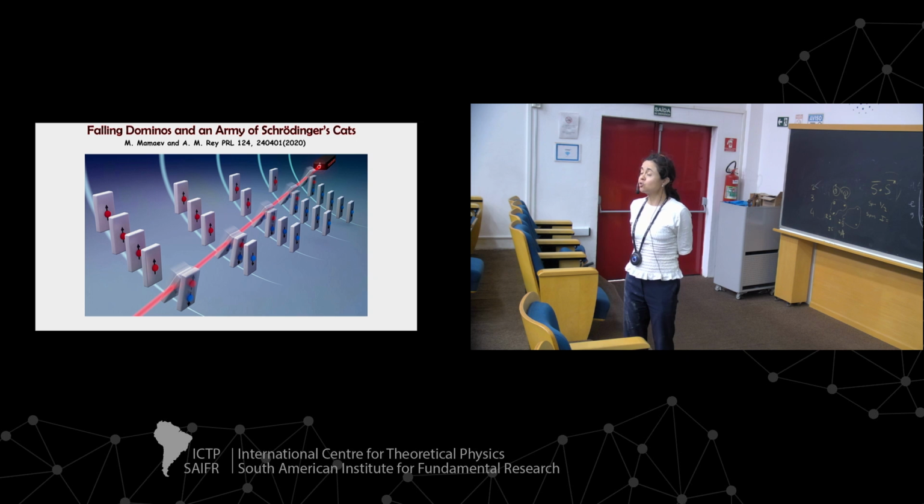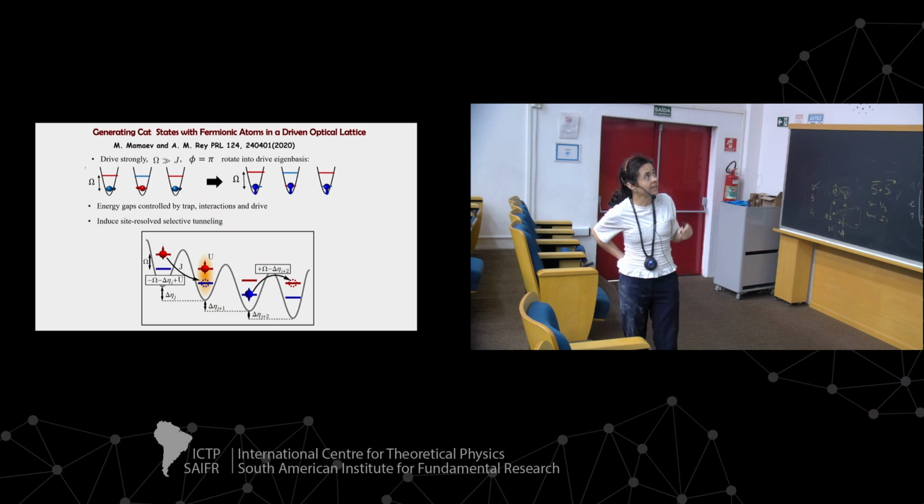We can also create cat states in this protocol using a spin orbit coupling, and cat states are useful for metrology and for error correction. I mean, cat states are super fragile, but they are very useful states. In principle, you can create them. So the question is how we're going to create cat states in our system.